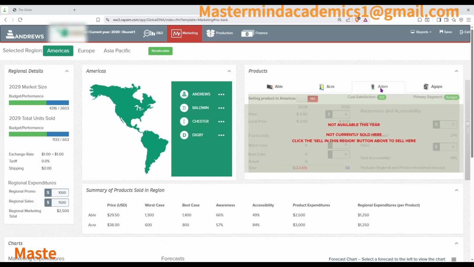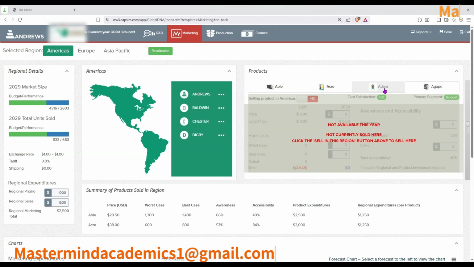Next are Adam and Agep, and they are not yet developed. Remember that they will be available from the next year.